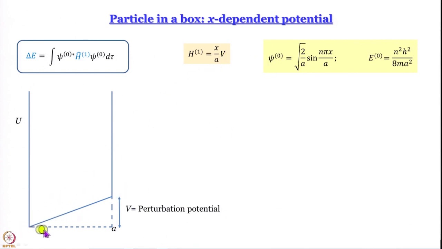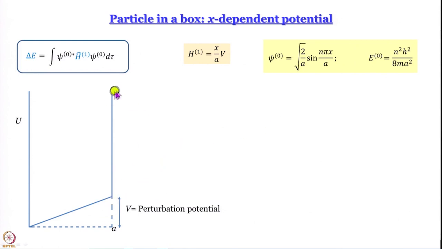What is the potential energy? It is equal to 0 for x equal to 0. It is equal to capital V, let us say, for x equal to a. So, what you have here is a straight line going through the origin. Very simple, right. H first order for any value of x is going to be x divided by a multiplied by V. It is quite simple, not difficult at all. V is the value at a.